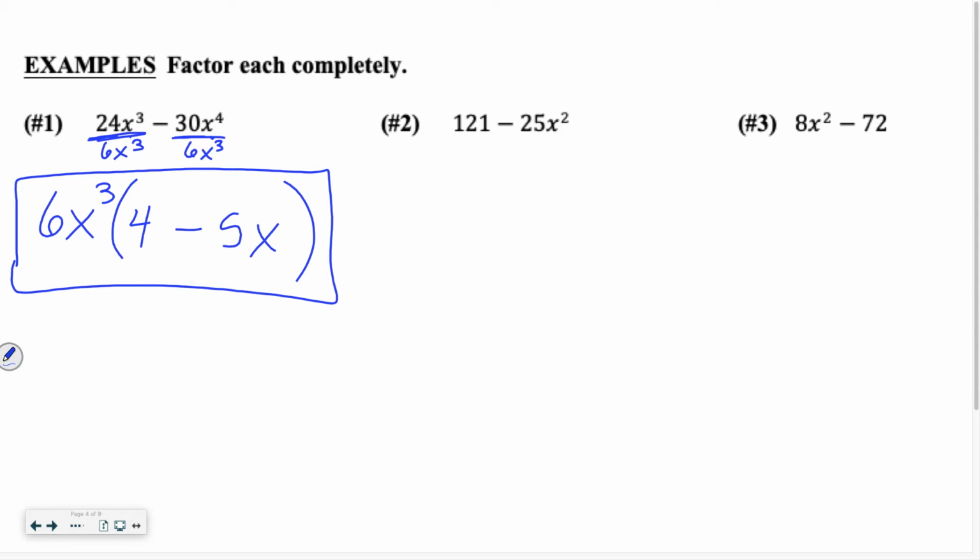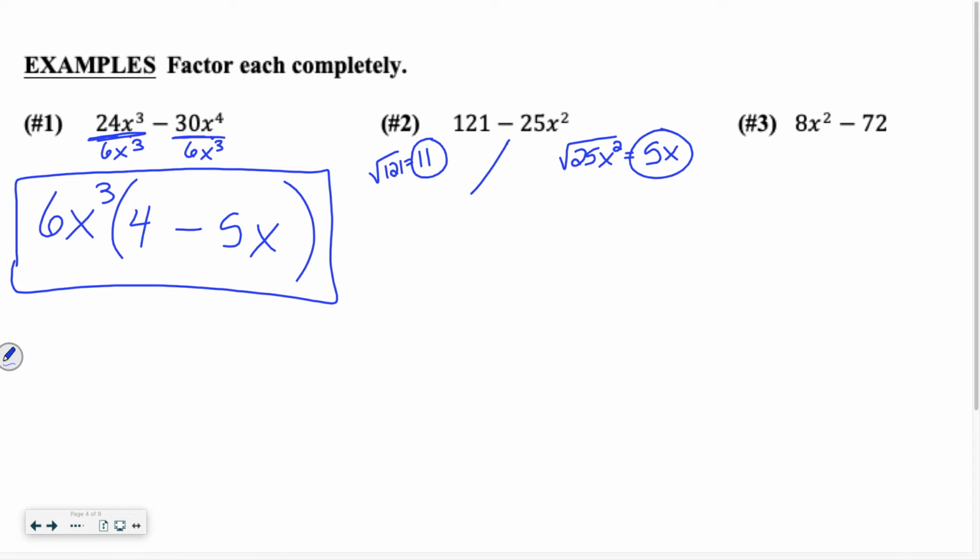Okay, number 2. There's two terms. First we check for a GCF. There is nothing you can divide 25 and 121 by. So after that we check to see, are they perfect squares? The square root of 121 equals 11. And the square root of 25x squared is going to be, the square root of 25 is 5, and the square root of x squared is x. So we have two perfect squares.